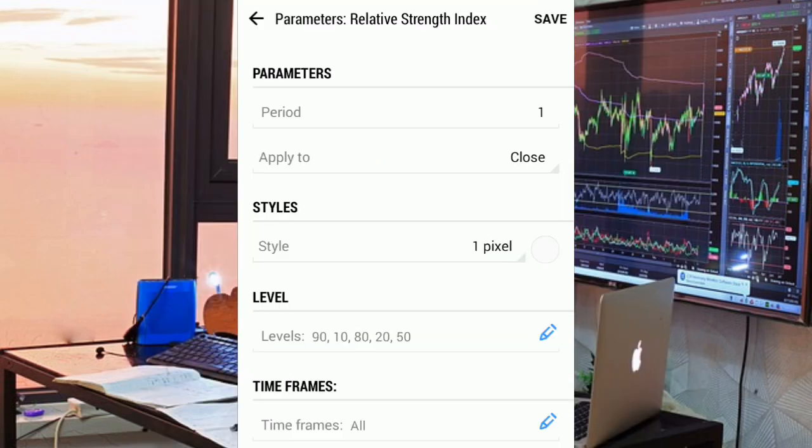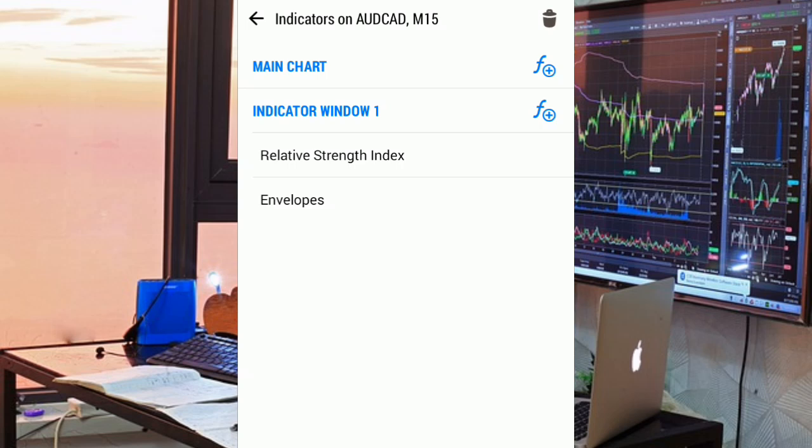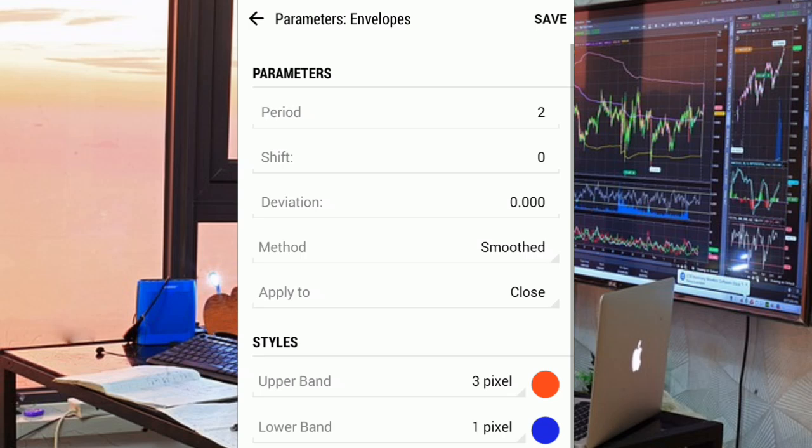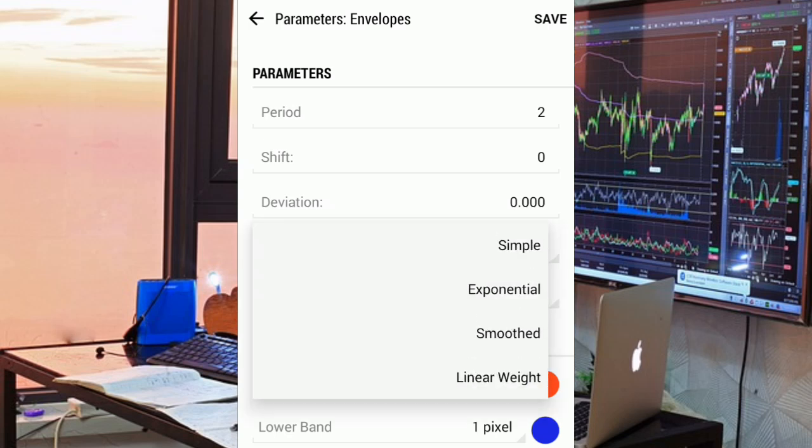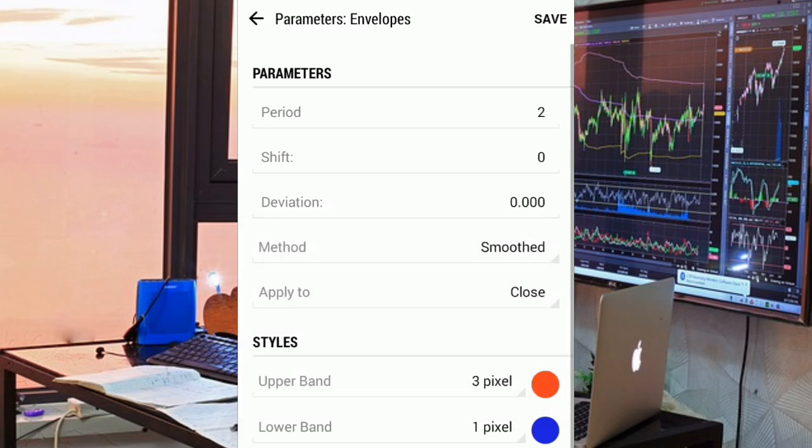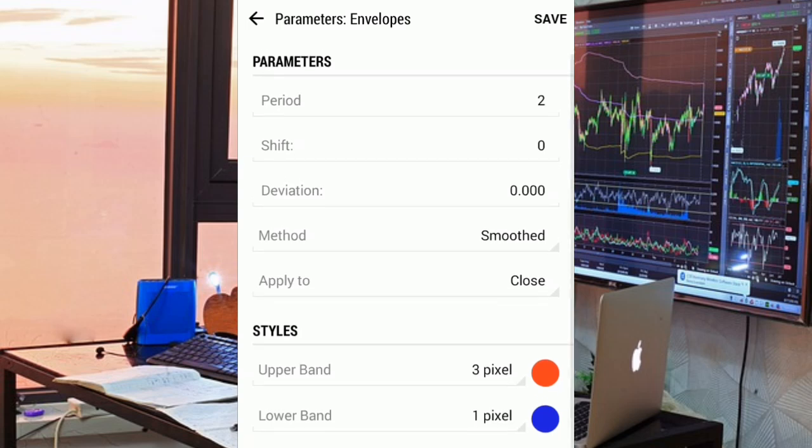So after entering those levels, the next thing you make it 4 pixel black over there and click save. So that's save, and then check on the indicator window 1. So on the indicator window 1, let's enter envelopes. Envelopes is period 2, shift 0, deviation 0.000, method smoothed. You just click on there because there are the symbols exponential, smoothed, and linear weight. So for us, we're going to take smoothed, and then apply to close, and then upper band make it 3 pixel red, and then the lower band, it's not that important.